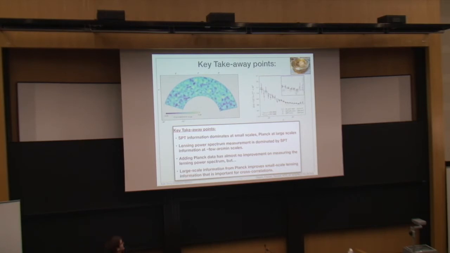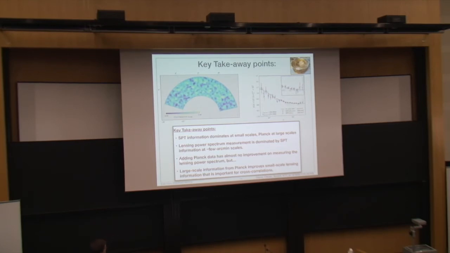So key takeaway points from this combination are that the SPT information dominates at small scales, Planck at large scales, obviously. The lensing power spectrum is dominated by the SPT information at few arc-minute scales. So this is what Blake was saying. The statistical precision of how well we measure the power spectrum actually isn't even changed at all by adding Planck.